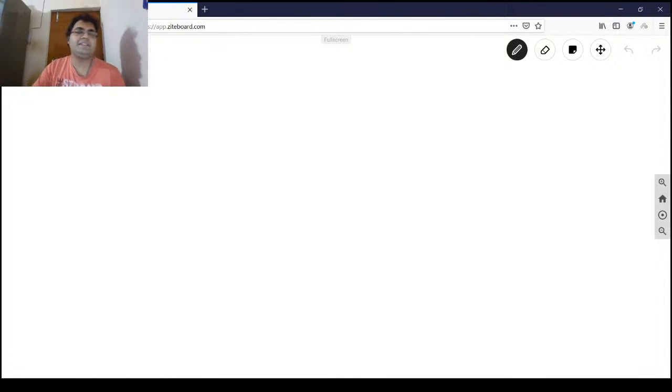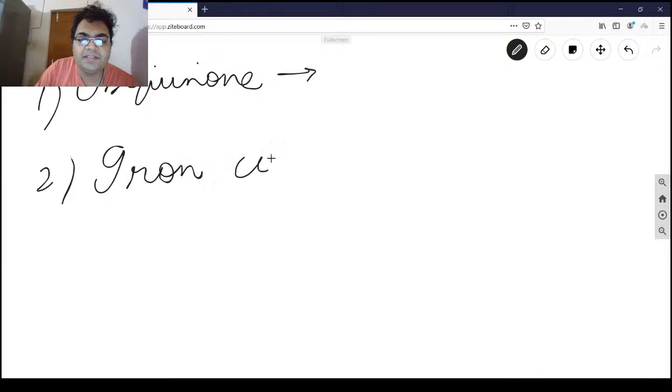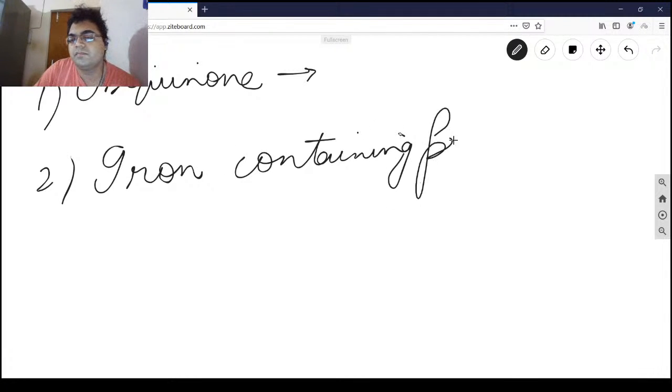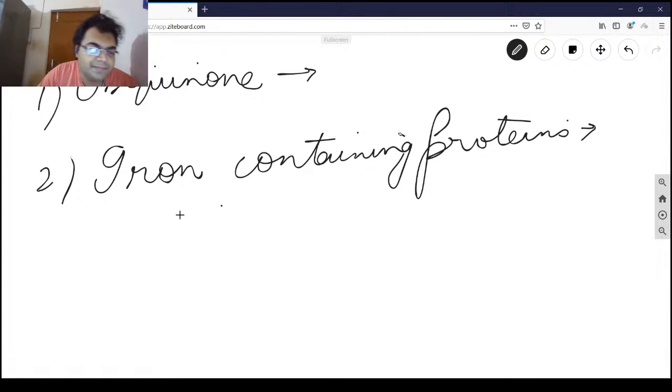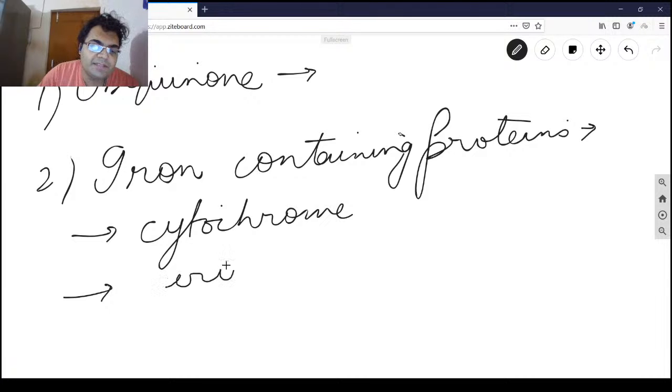So what we have is ubiquinone, then iron containing proteins known as cytochromes, and iron sulfur proteins.